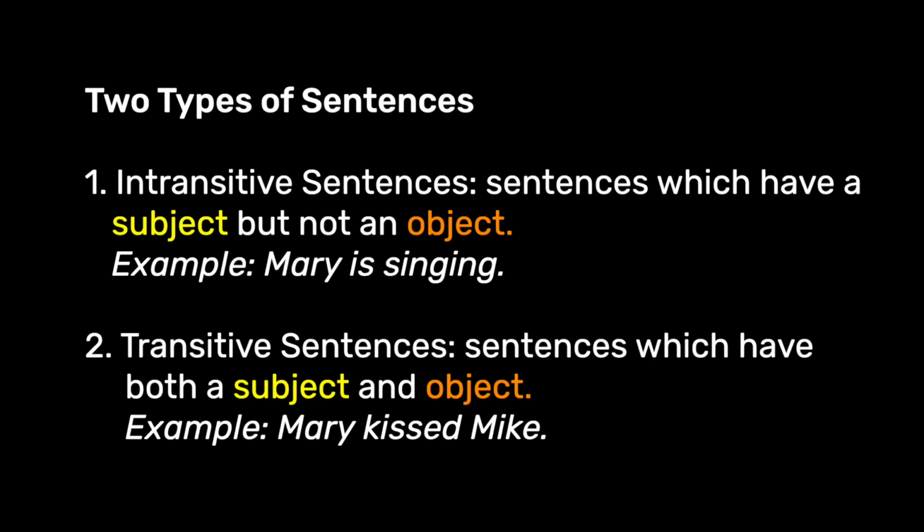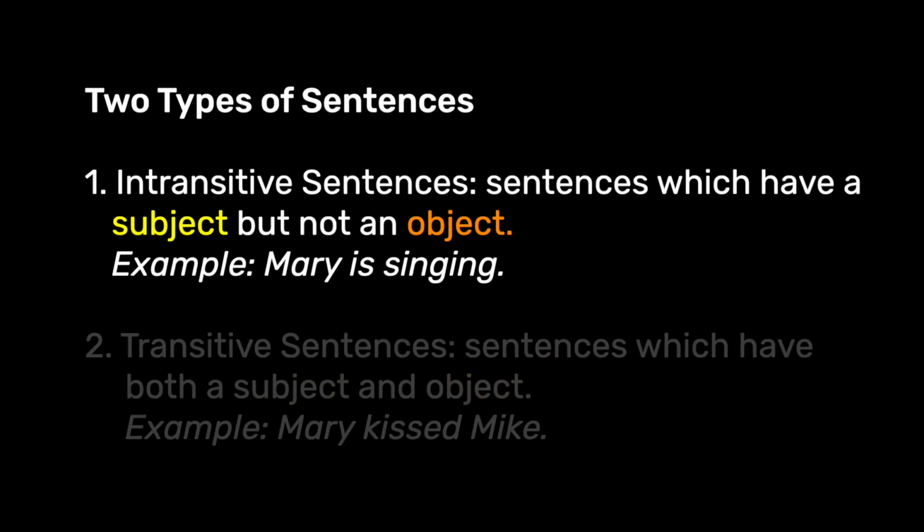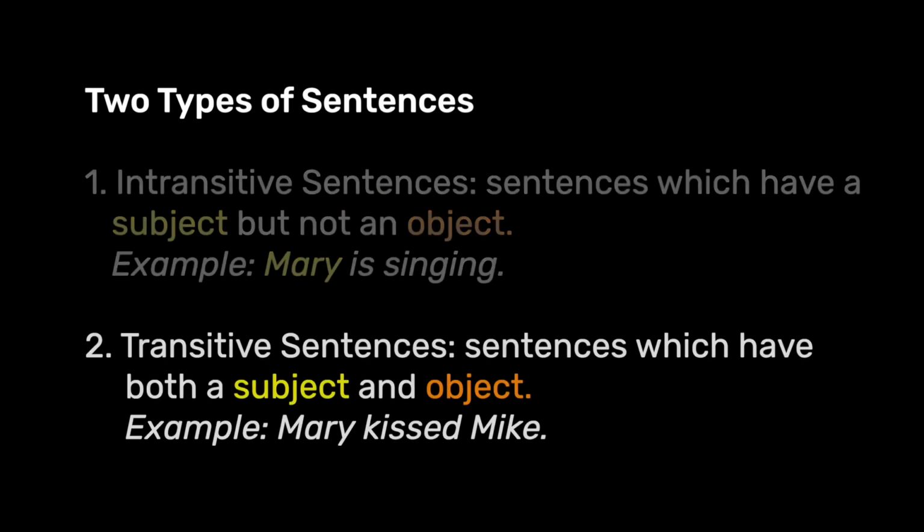To give you another example, different languages differ in the sentence structures that they conventionally use. So in languages we have different sentences. We have intransitive sentences like Mary is singing, where there's a doer, Mary, and then no recipient of the action. And then we have transitive sentences where there's a doer and recipient of the action, like Mary kissed Mike. And different languages use these kinds of sentences in different contexts.